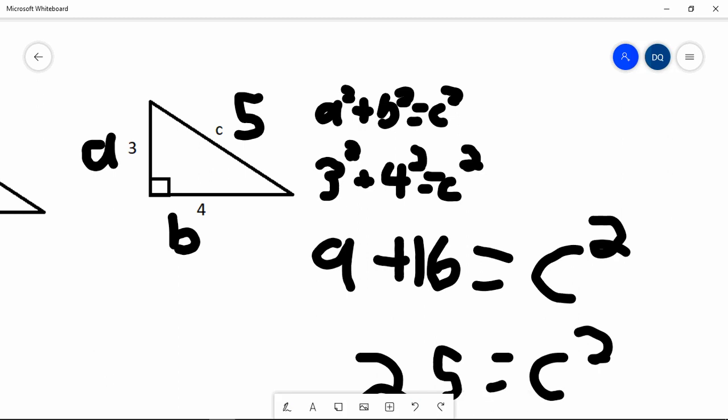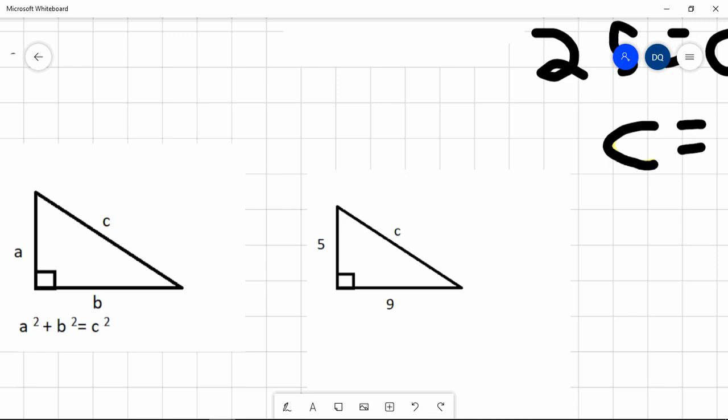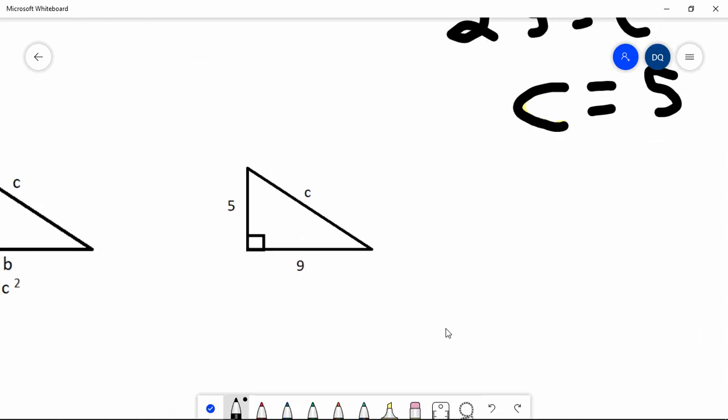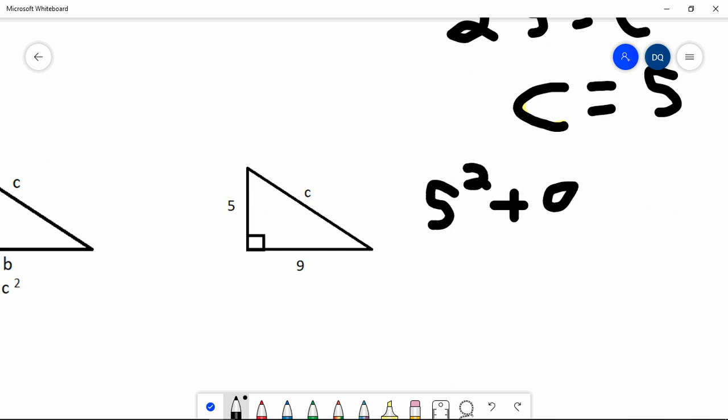Now that one worked out really nicely. Most of them, however, are not going to work out as cleanly. Look at the second example. Now I've got 5 as one of the sides and 9 as the other side. That does not mean that 5 plus 9 is equal to c, but what that means is 5 squared plus 9 squared is equal to c squared.